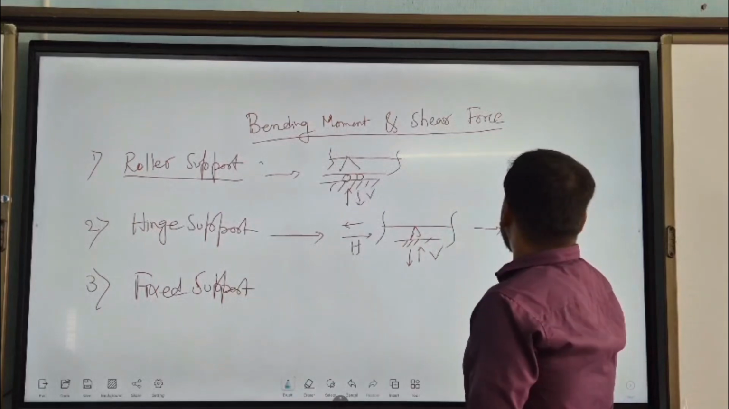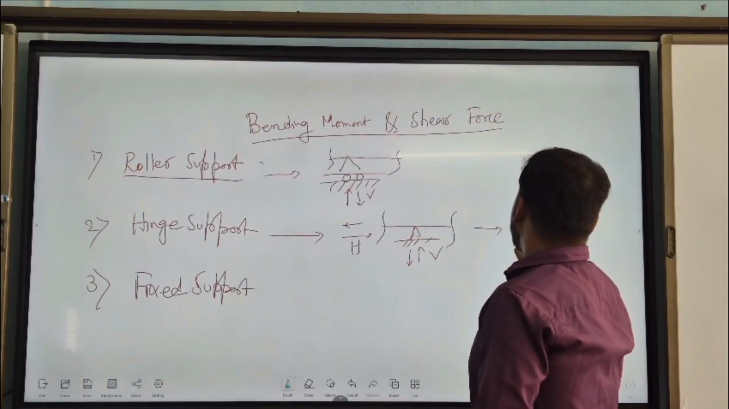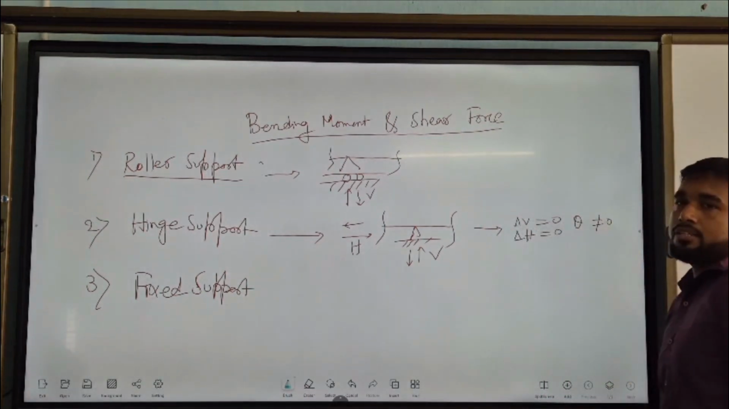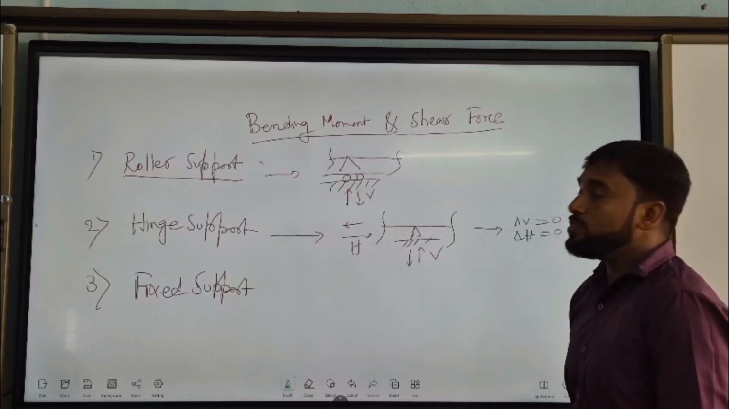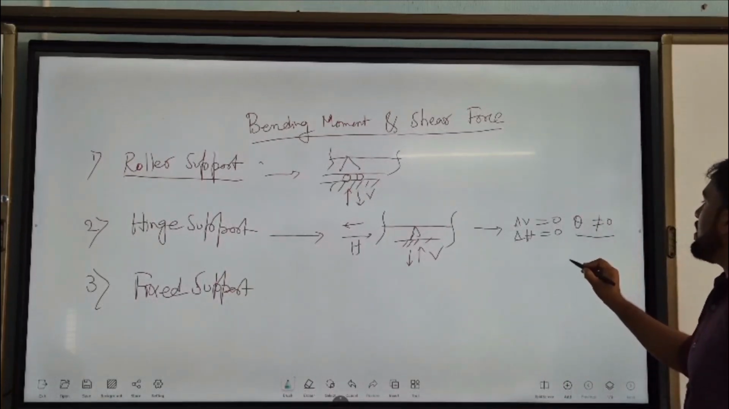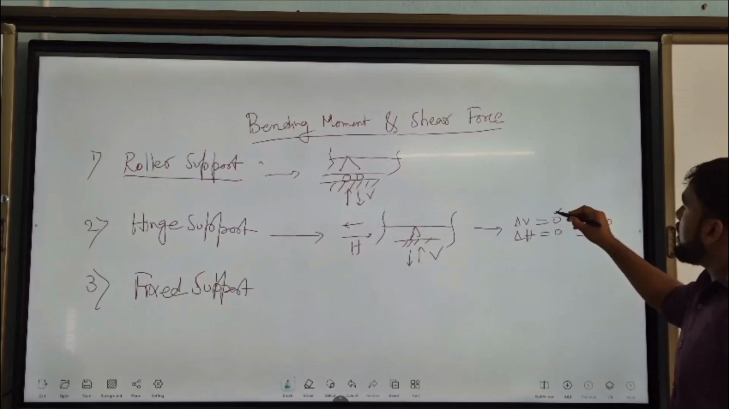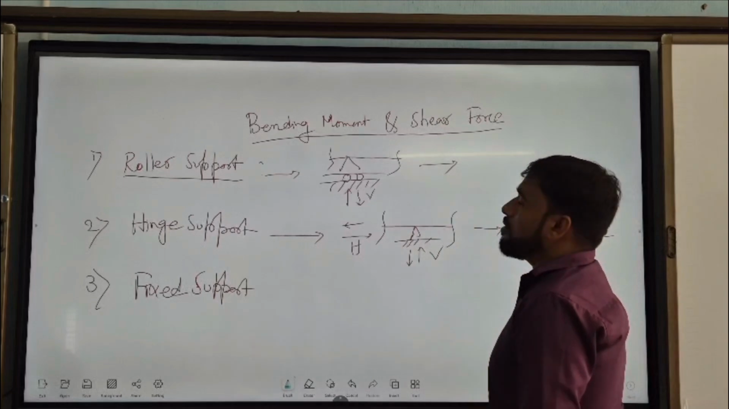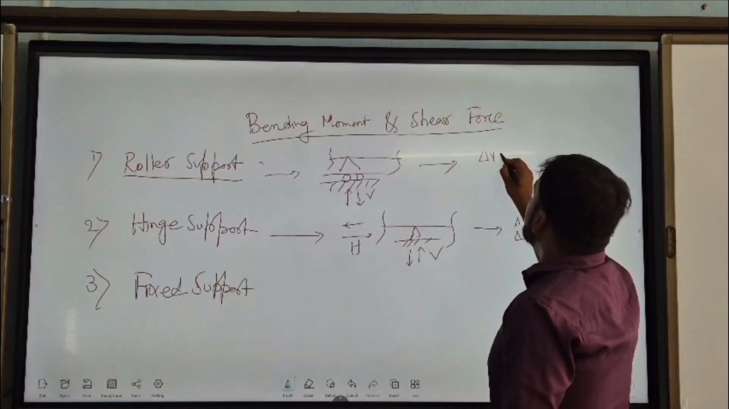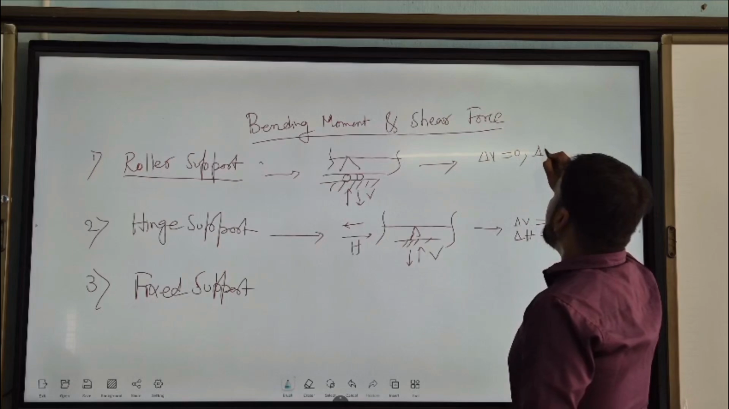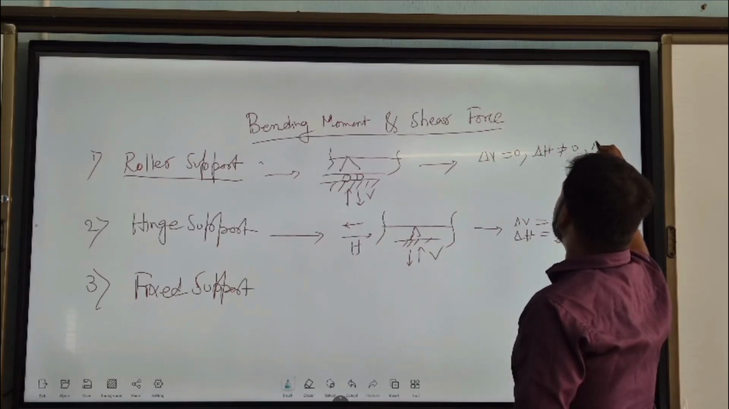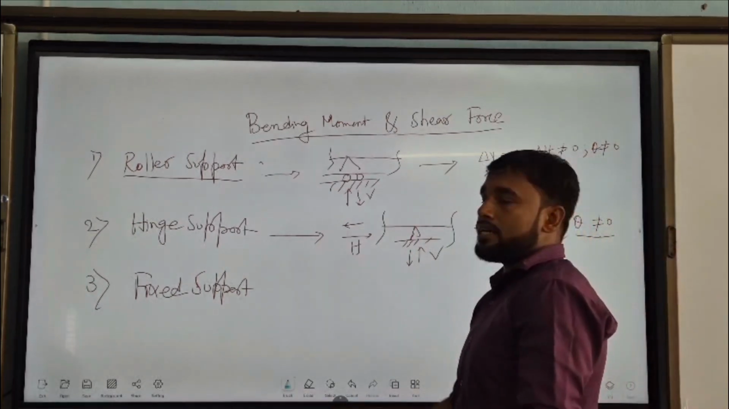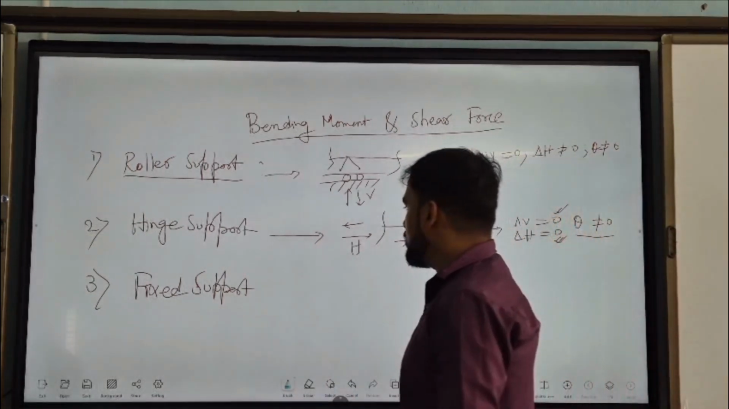That means delta V is equal to 0, delta H is also 0, but rotation theta is not equal to 0, because in case of a hinge support, rotation is possible. Okay, rotation theta is possible, but vertical displacement is 0 and horizontal displacement is 0. And in case of a roller support, vertical displacement is 0 only, but horizontal displacement is not equal to 0 and rotation is not equal to 0. Okay, all of you know, because we have already discussed these things in our engineering mechanics class also.